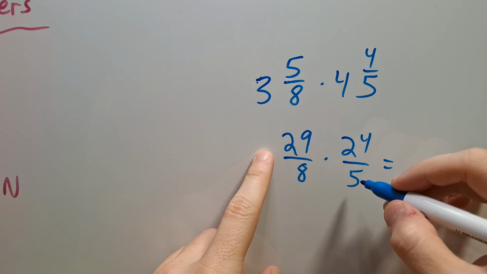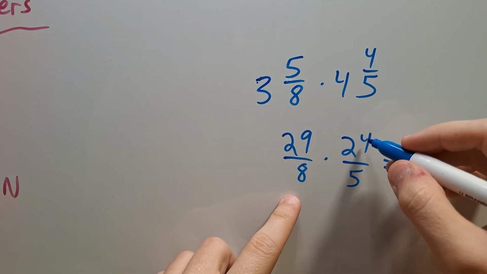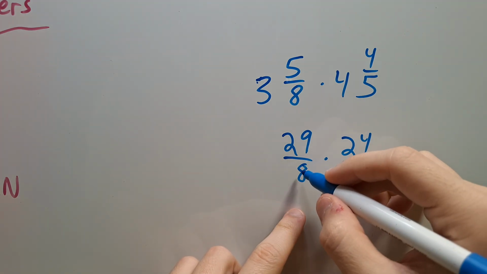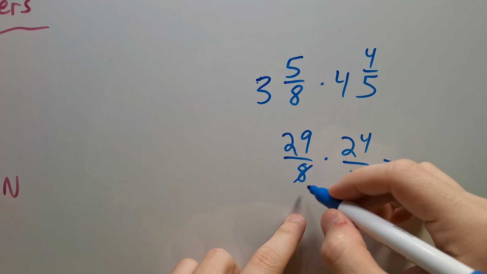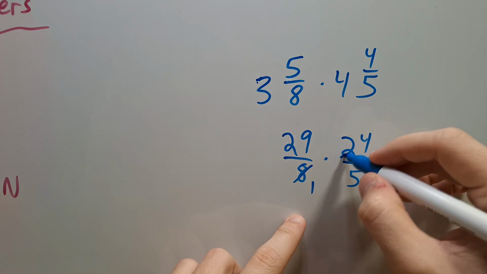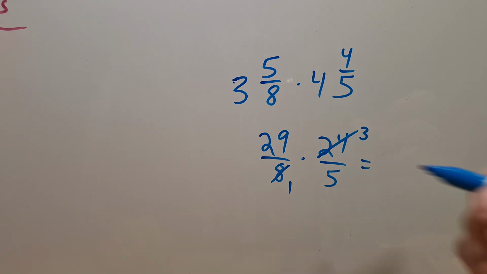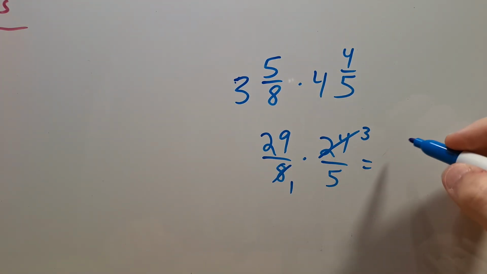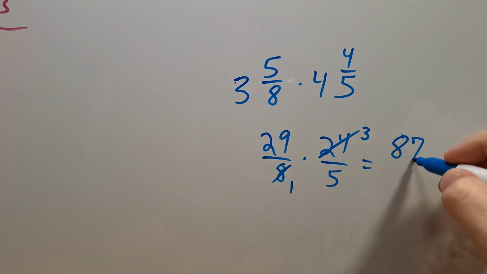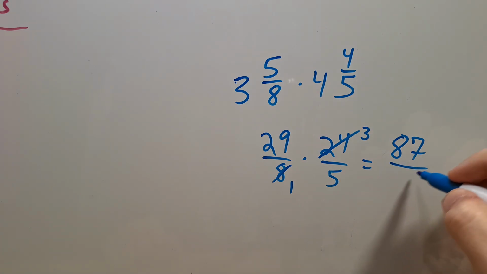29 and 5 are prime. These do not reduce. These can reduce because they're both divisible by 8. 8 divided by 8 is 1. 24 divided by 8 is 3. 29 times 3, that's 87. 1 times 5.